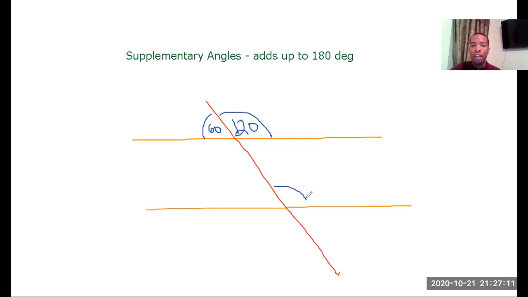Also, if you look at this one, if this one right here is 120, then this one right here is 60. It's on a straight line. Okay, so we have that straight line going that way, but we also have that straight line going that way. Either way, the angles that are adjacent to each other would be supplementary to each other because they add up to equal 180.